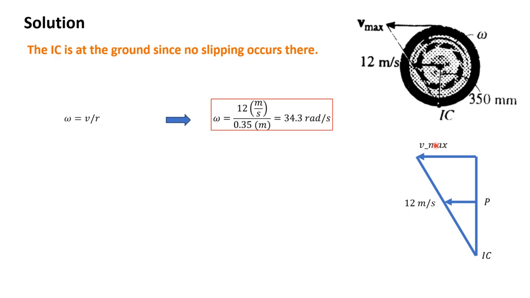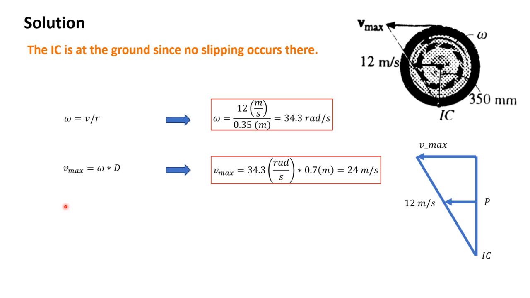And that's the velocity. We know the omega now, so I can simply apply the equation that the V maximum is equal to the omega multiplied by the D, which is 0.7. So 34.3 radians per second multiplied by 0.7 meters is going to give me the maximum velocity, which is 24 meters per second. That's it. It's very straightforward.